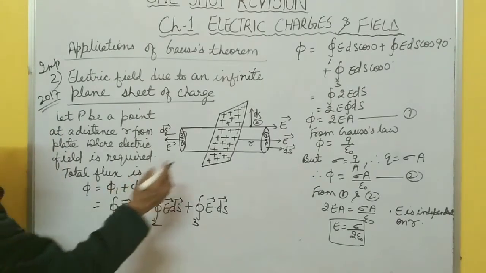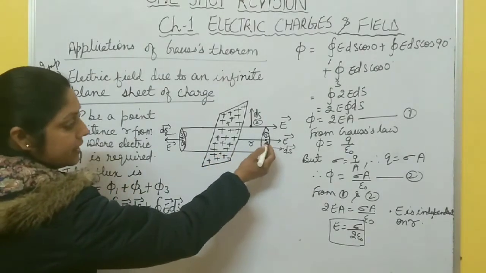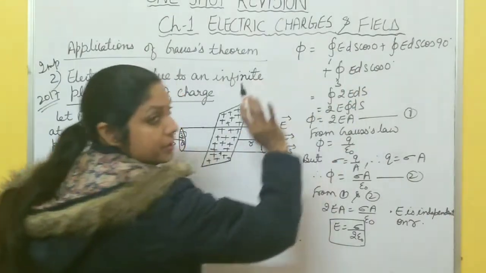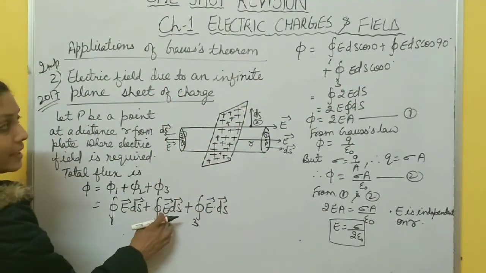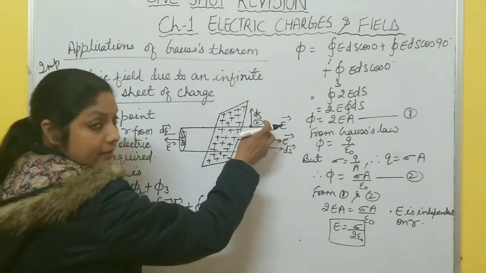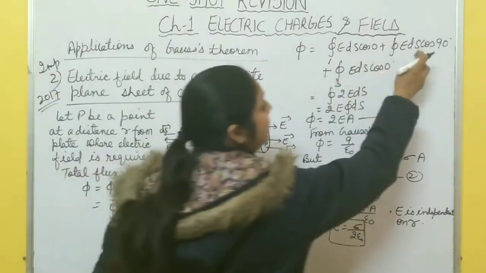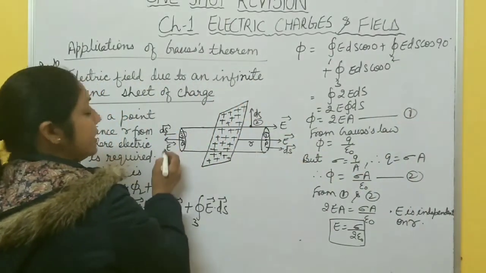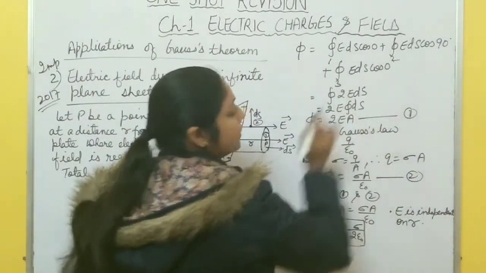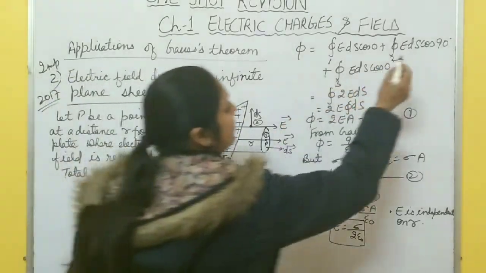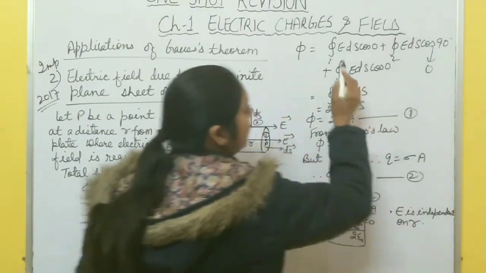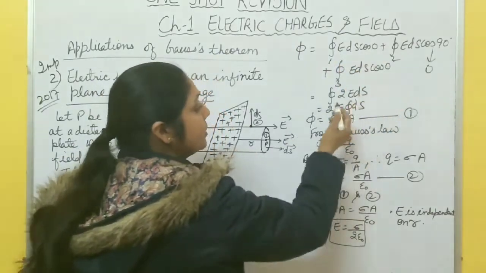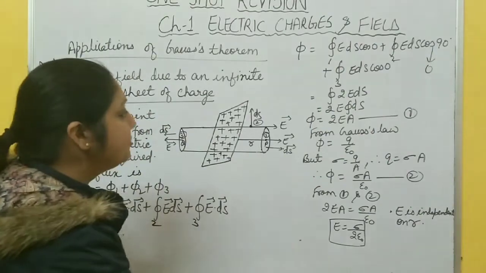Phi1 is the electric flux through the first surface, and through the first surface the angle between E and ds is 0. So E ds cos 0 through the first surface. Through the second surface, E and ds are at a 90 degree angle, so E ds cos 90. And through the third surface, E and ds are in the same direction, so E ds cos 0. The cos 90 term is 0, so only these two are left. E ds cos 0, and cos 0 is 1, so twice E ds, right?